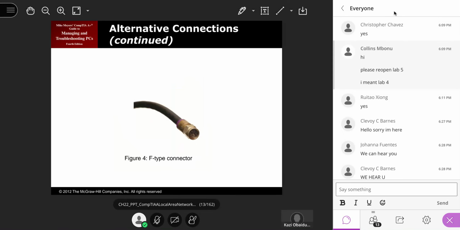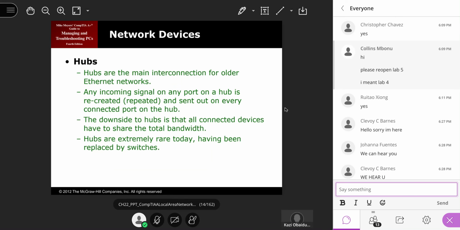Now, the hub. Try to understand the hub. It is the main interconnection for older Ethernet networks. Hub means like the center, something like a center switch.